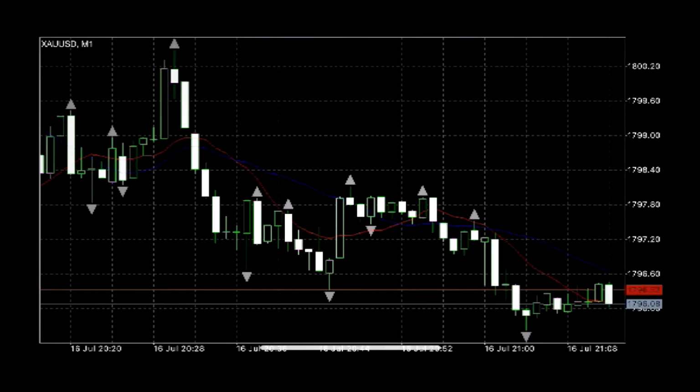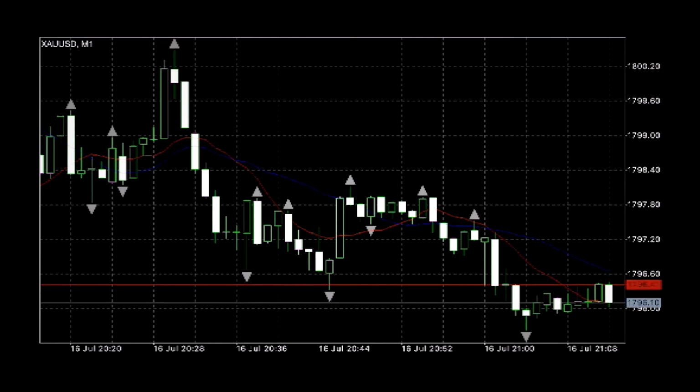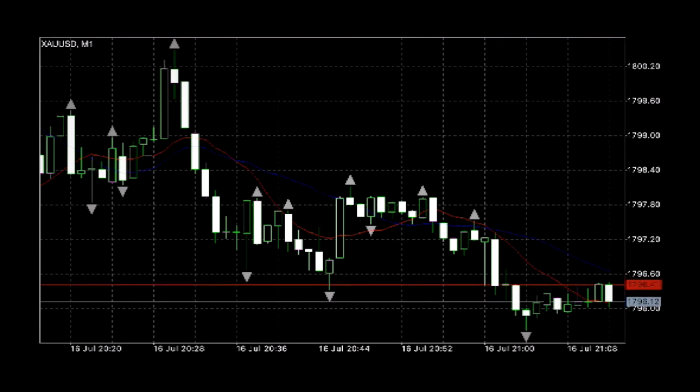So as you can see on this gold chart, there is a red line and there is a white or ash line below it. The red line represents the ask price and the white or ash line represents the bid price. So if you place a buy trade here, before you are able to make profit, the white or ash line needs to bypass your entry point.